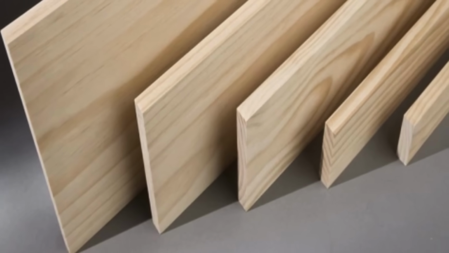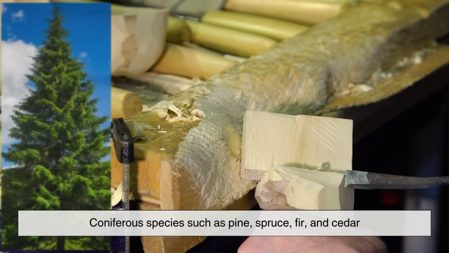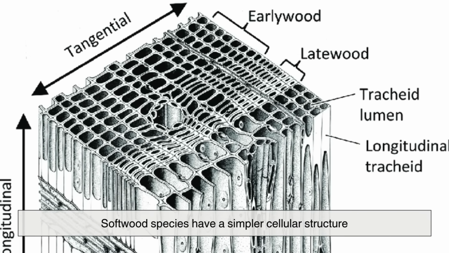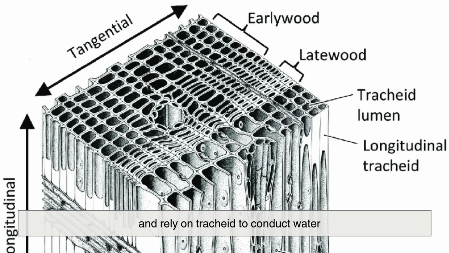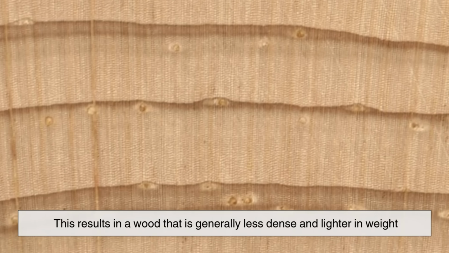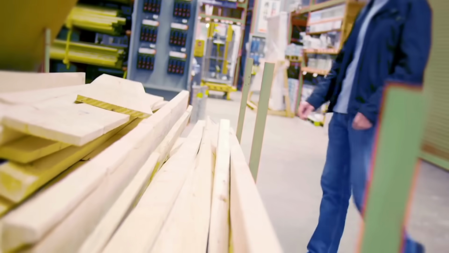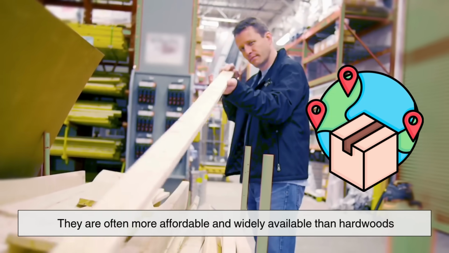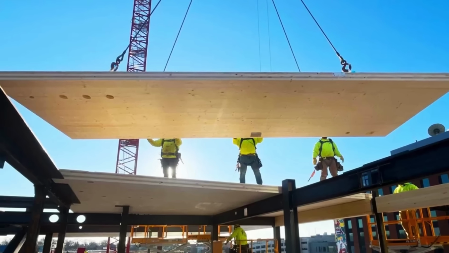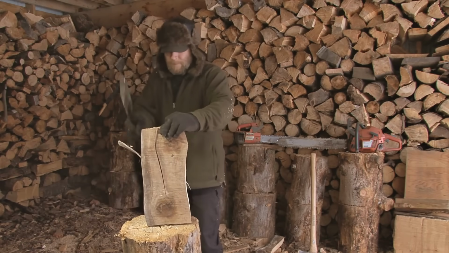Softwoods, on the other hand, originate from gymnosperm trees, which mostly include coniferous species such as pine, spruce, fir, and cedar. Unlike hardwood trees, softwood species have a simpler cellular structure and rely on tracheids to conduct water. This results in a wood that is generally less dense and lighter in weight. Because softwood trees grow faster and are more abundant, they are often more affordable and widely available than hardwoods. Their rapid growth makes them a sustainable option for large-scale construction projects where cost and availability are major considerations.